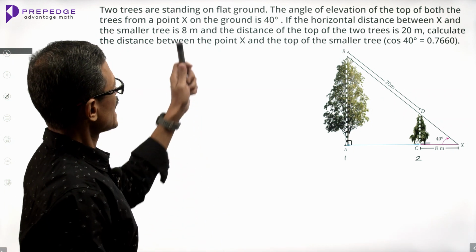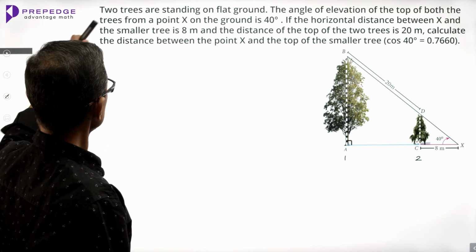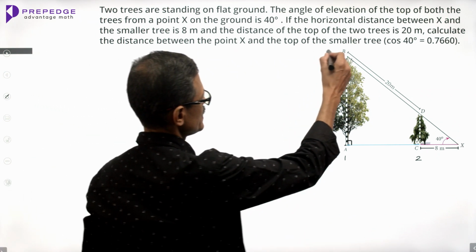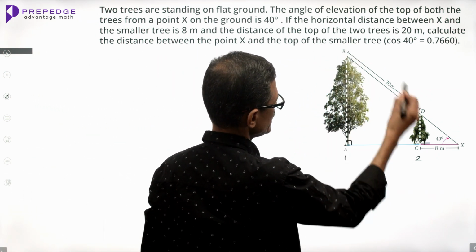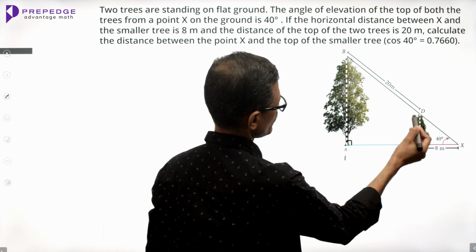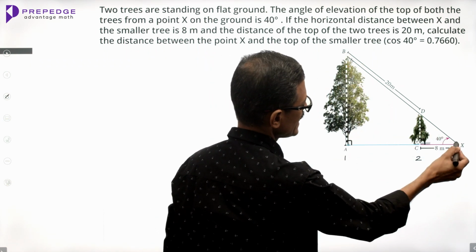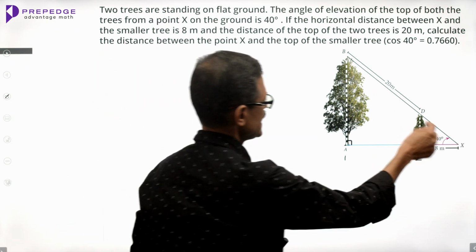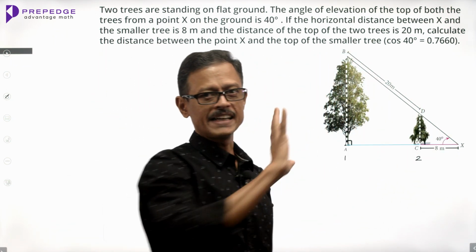The angle of elevation of the top of both the trees from a point X on the ground is 40 degrees. The top of the taller tree is B, and the top of the shorter tree is D. From point X we look at the tops of both, which are point D and point B. The angle of elevation is the same 40 degrees. Essentially what they mean is that XDB is a single straight line.